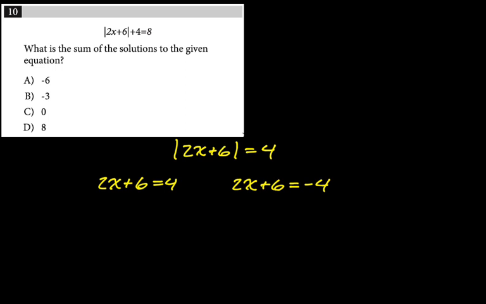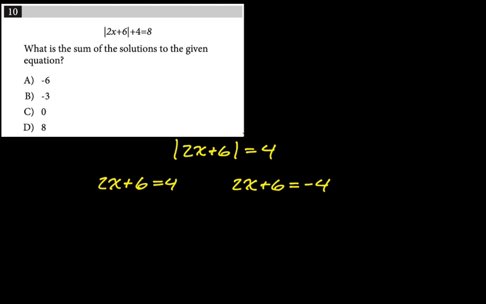So if the absolute value is around it, if it said the absolute value of 2x plus 6 equals negative 4, you would just be like, nope, can't do it. But the absolute value of 2x plus 6 equals 4, you put 2x plus 6 equal to 4. You put 2x plus 6 equal to negative 4. Now you just solve each of them separately.